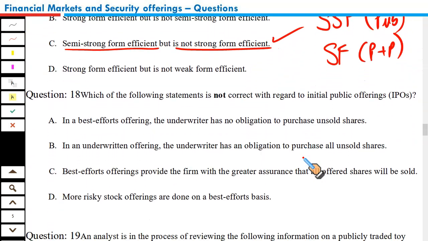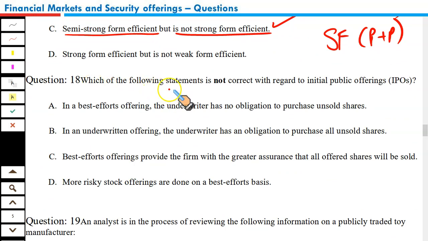Okay, moving on to question number 18, which asks which of the following statements is not correct with regard to an initial public offering. In a best efforts offering, the underwriter has no obligation to purchase unsold stock. Yes, in a best efforts offering, the underwriter will only make his best effort. Whatever he can sell, fine. Whatever he cannot sell, he is not liable to purchase. This is a true statement. Next, in an underwritten offering, the underwriter has an obligation to purchase all unsold stocks.